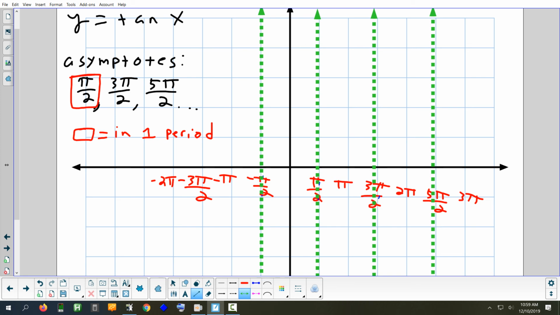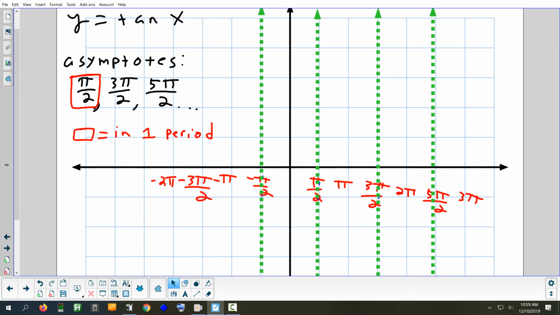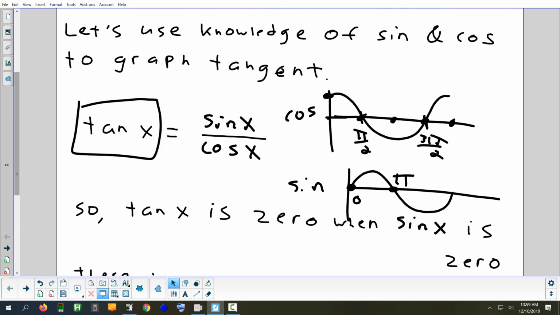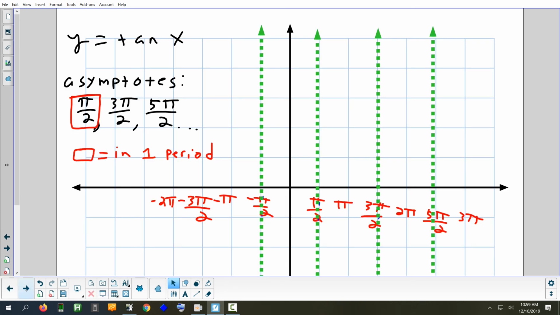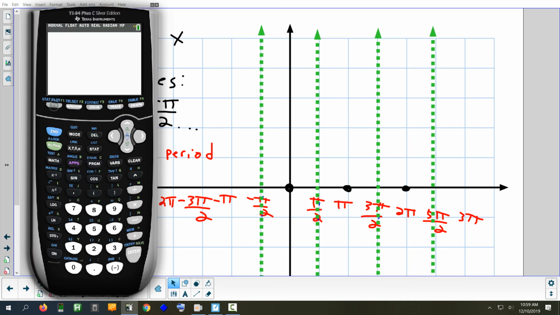And the zeros. If we go back, the zeros of this function is where the top equals 0. That happens at 0, 1 pi, 2 pi, 3 pi, 4 pi, 5 pi. It's all the integer multiples of pi. Now the only thing that's left to do is check a value near the asymptote. I'm going to check near pi over 2. All right. So let's pull up our graph. Type in tangent.